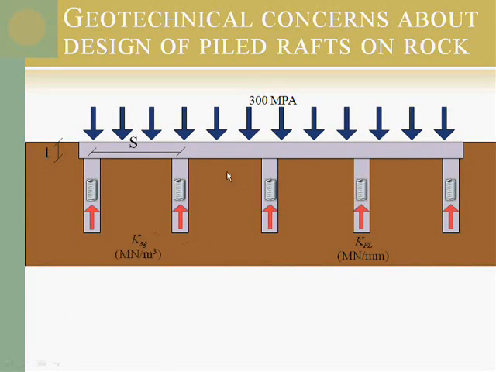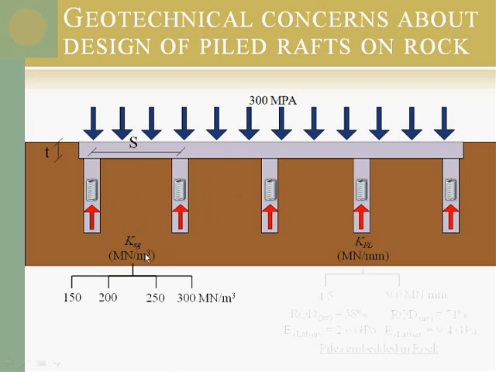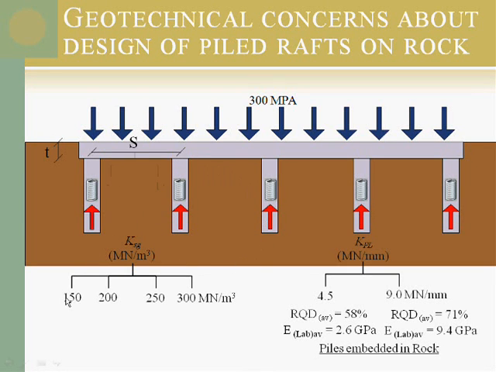We know that the subgrade modulus of the rock, for example, ranges from 150 to 300 in Qatar, and the pile spring constant ranges from 4.5 to 9, depending on the RQD of the rock surrounding the pile. And we have some raft foundations with a spacing of 3D up to 6D, and we can use a thickness of 0.75 or 1.2 to model, or simulate, the thickness of the raft if it's a rigid 1.5 or a flexible raft.